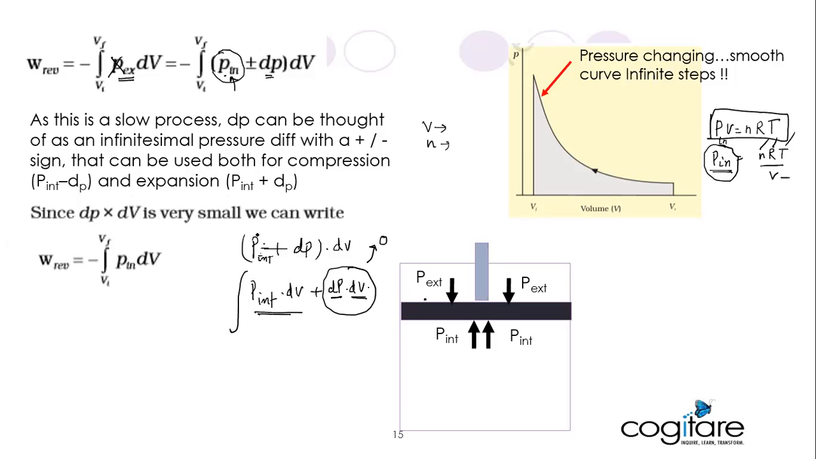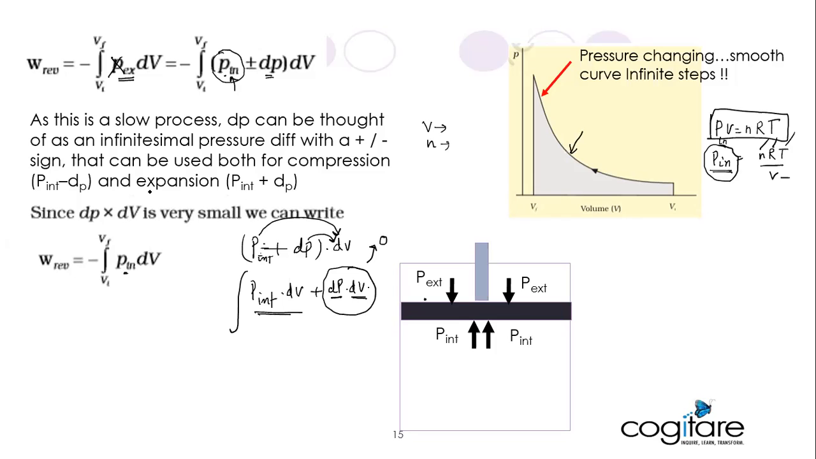Are you able to follow? Yes, sir. Okay, so P internal into dV plus dP into dV, and the second term is tending towards zero, so you will ignore it. As you just said, dP is also removed from the picture. We say W reversible is equal to the integral from VI to VF of P internal into dV. That means P external has vanished. And how to calculate this? I always told you, if the pressure is going to change, you have to tell me the expression for it.